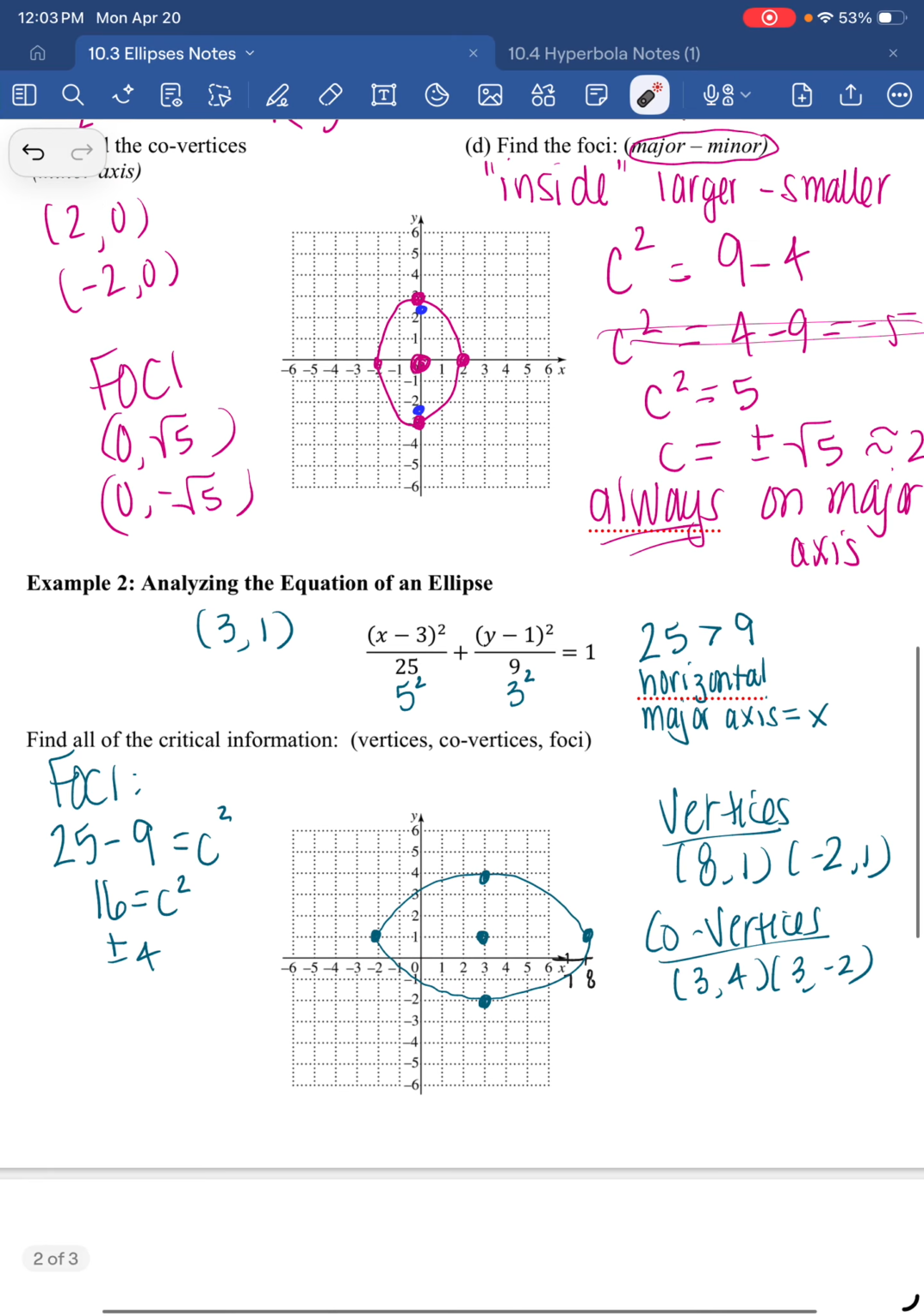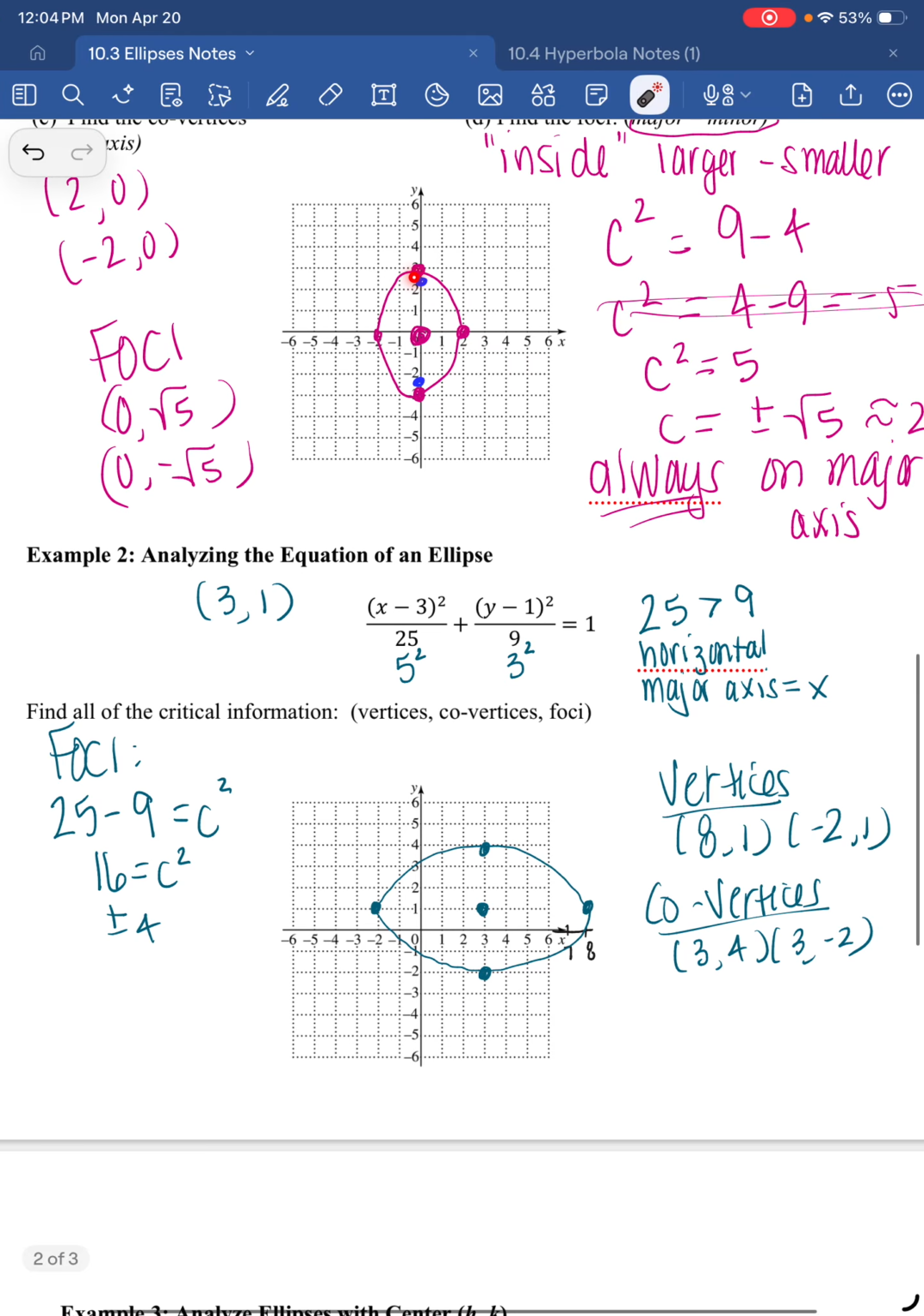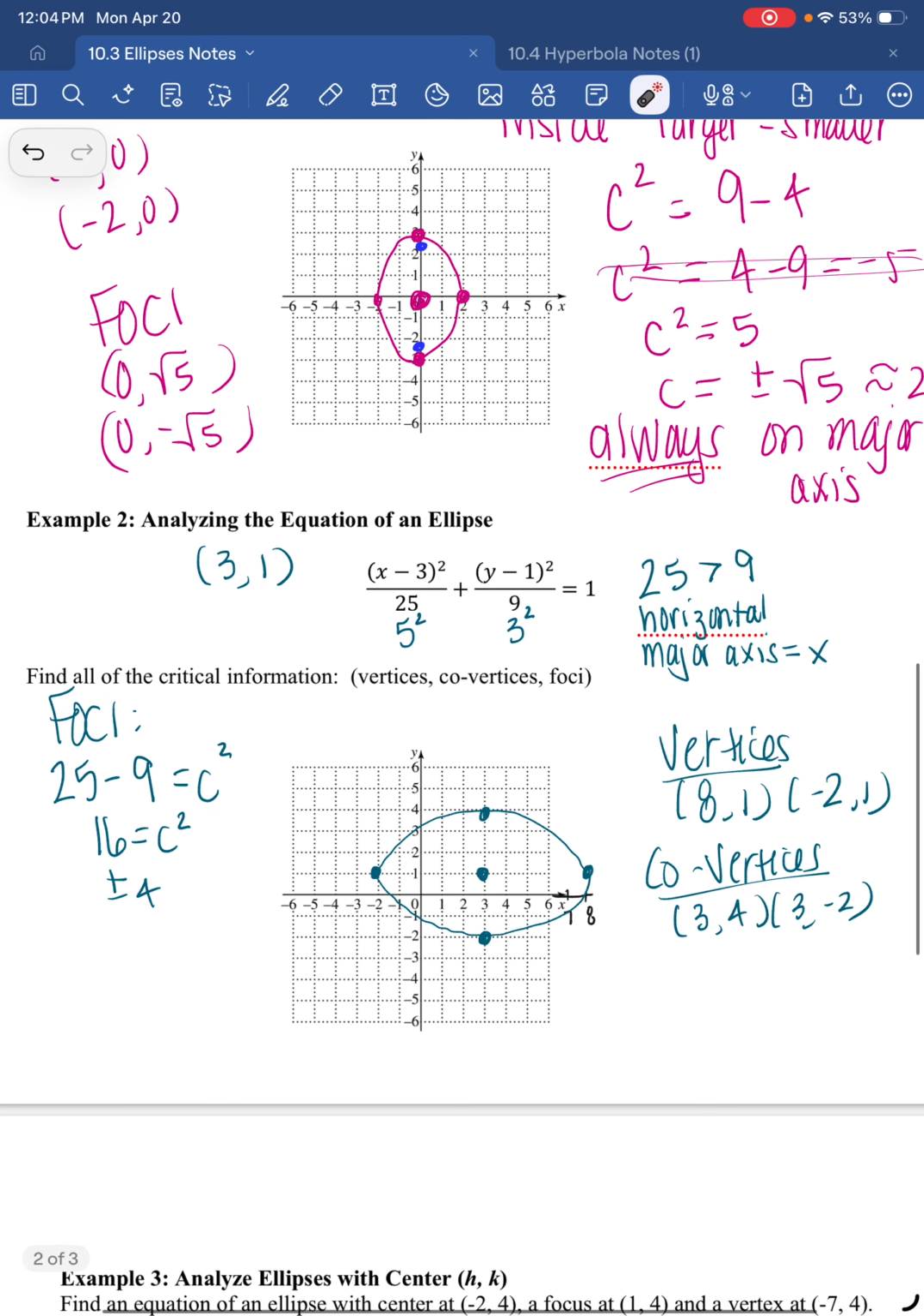Notice in the previous problem, I went up the focal distance and down the focal distance, and that is because the major axis was y. Now that has switched. So I'm going to move 4 to the right and 4 to the left. You have to graph them. The foci are at (7, 1) and (-1, 1).